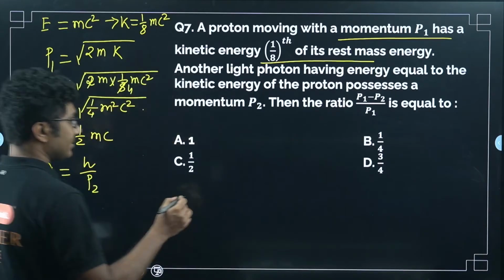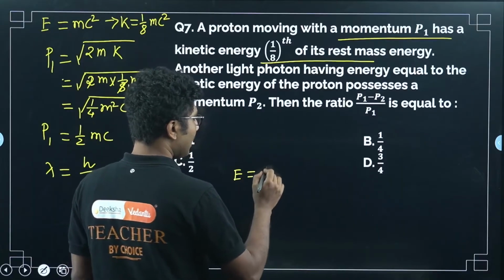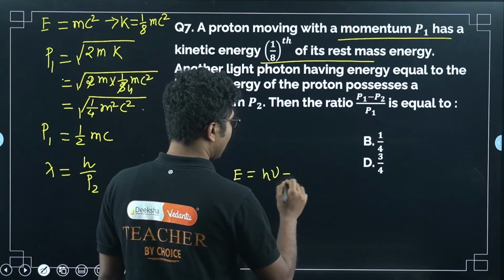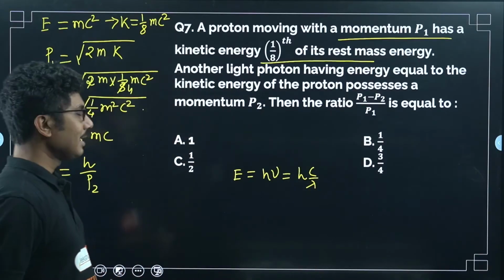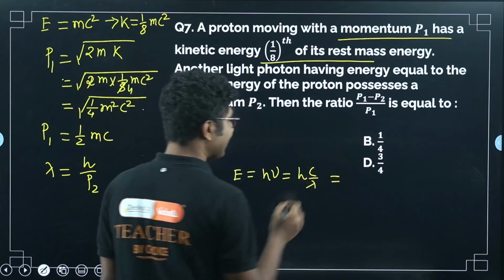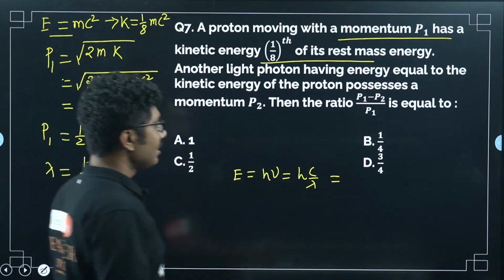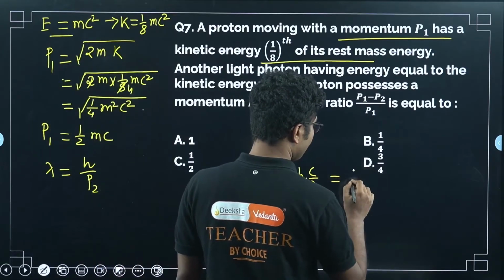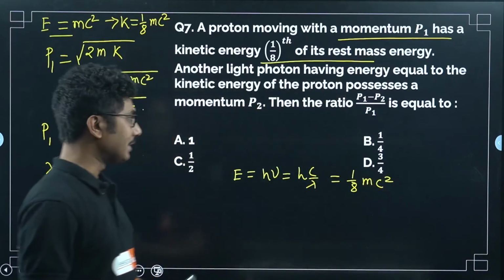Also, what is the energy? So energy of a photon is given by h nu. Now what is nu? Nu is c by lambda, right? So nu is c by lambda. Also, this is equal to the same energy as that of the proton, so 1 by 8 mc square, right? So these are all the same.